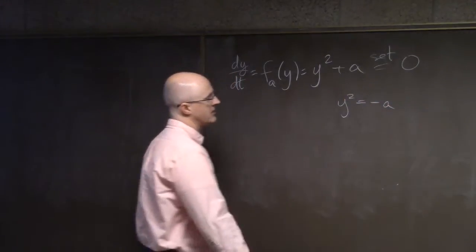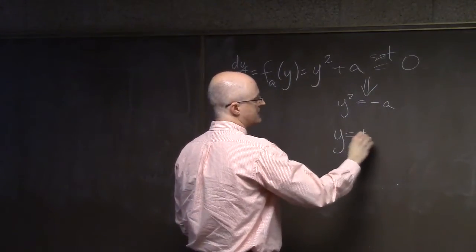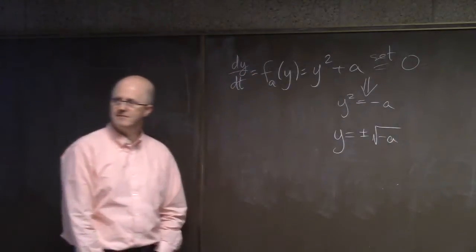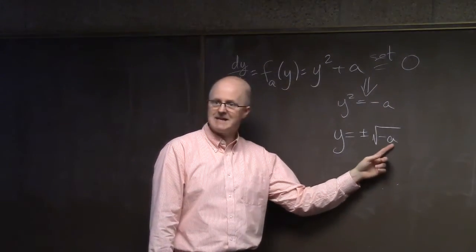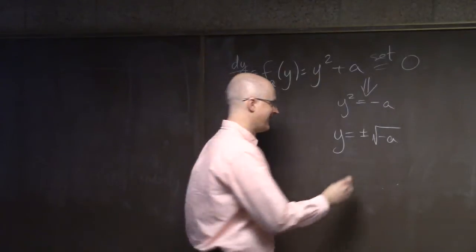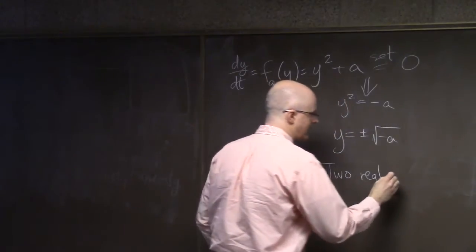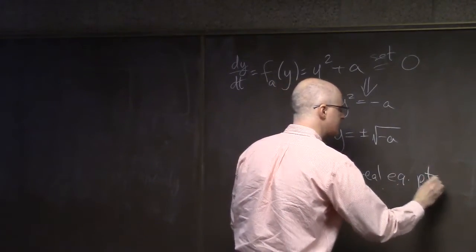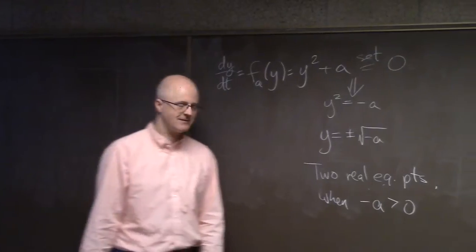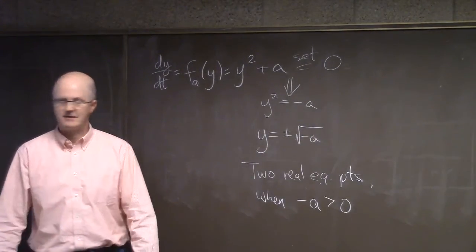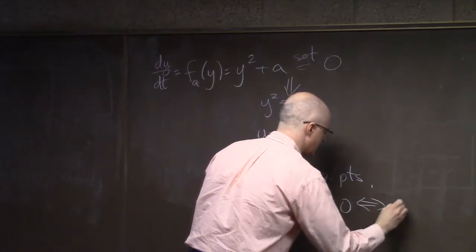That equation is equivalent to y squared equals negative A. Take the square root of both sides, plus or minus, to allow for both square roots, and you get that equation, which only is going to give you real numbers when negative A is non-negative. Let's write it that way. Two real equilibrium points when negative A is positive, so that the thing under the square root is positive, and you get a plus or minus that are just two distinct real numbers, which is equivalent to A itself being negative.